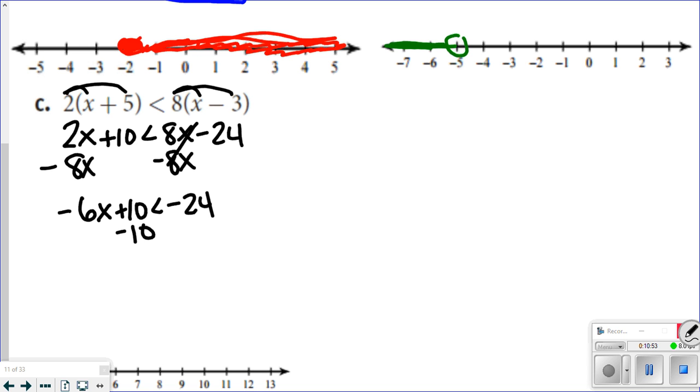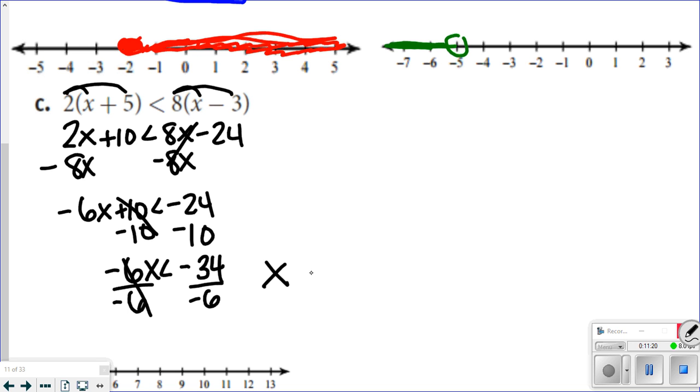Subtract 10. Subtract 10. Negative 6x is less than 24 plus 10 is 34. I got to keep the negative. Ding, ding, ding. What are we divided by? So x, switch your symbol, is greater than, 2 negatives make a positive.